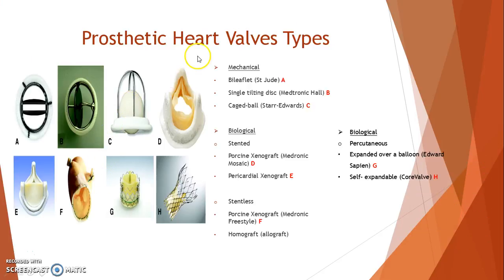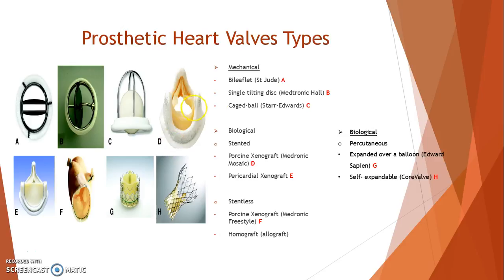Prosthetic heart valves can be categorized into two types, which are mechanical and biological. For mechanical, it includes A. Bileaflet, B. Single tilting disc, and C. Cage valve. And for biological, there is stented, stentless and percutaneous.